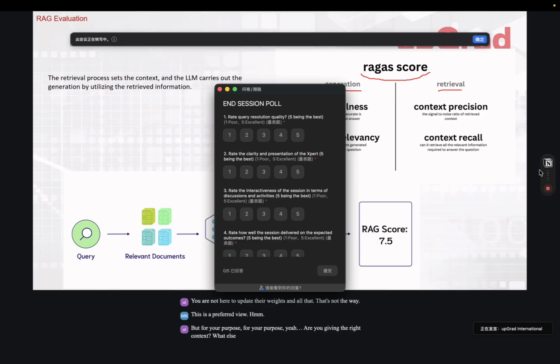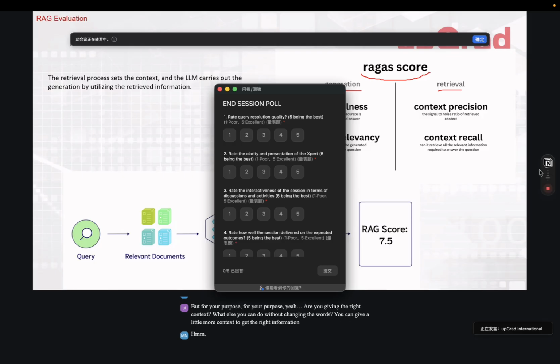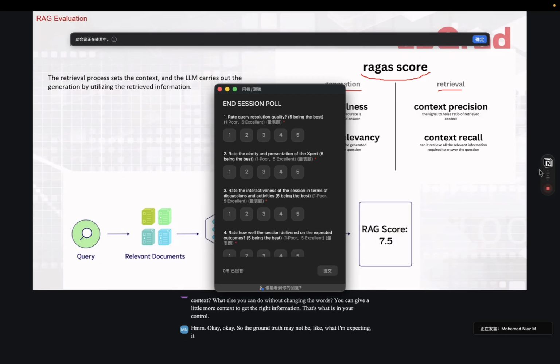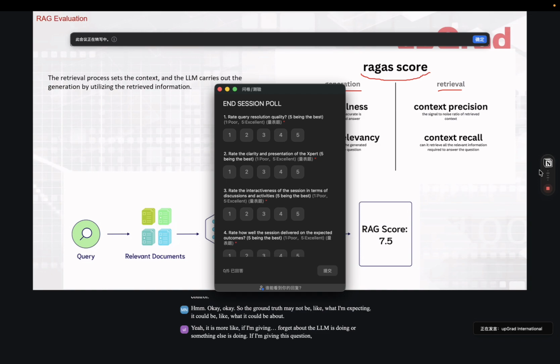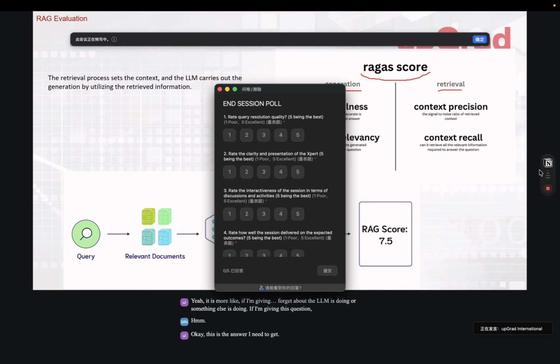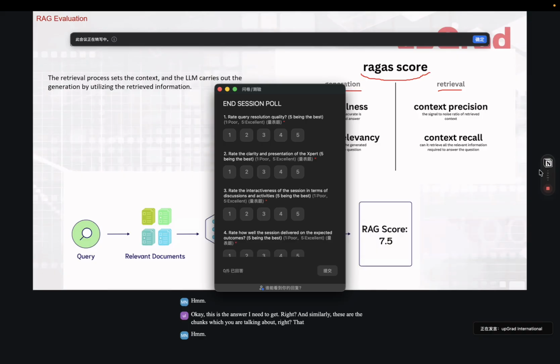What else can you do without changing the weights? You can give a little more context to get the right information. That's what is in your control. So the ground truth may not be what I'm expecting. It is more like, forget about whether the LLM is doing it or something else is doing it, if I'm giving this question, this is the answer I need to get. And similarly, these are the chunks which you are talking about, right? That kind of information also, it's the relevance point of it.